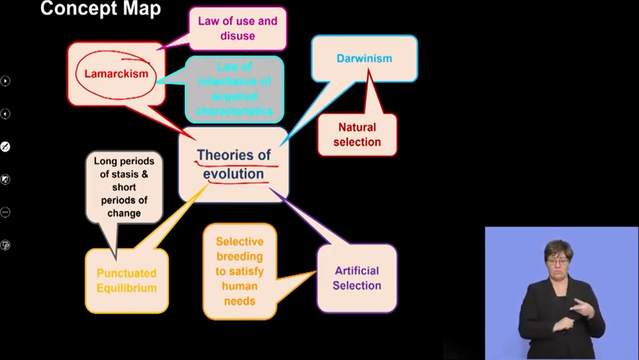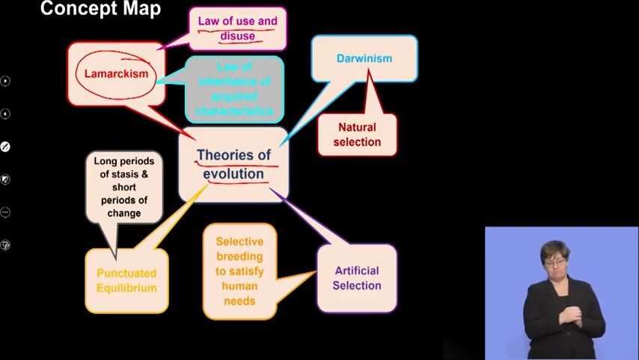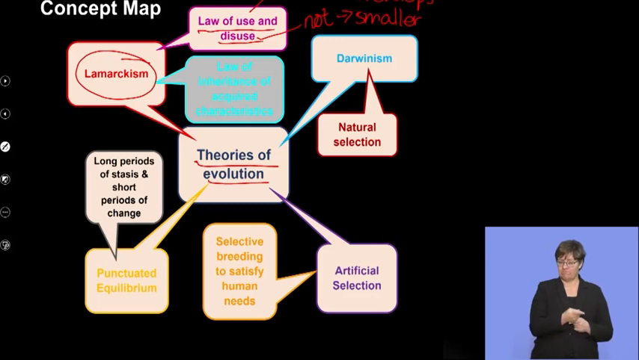Okay, so remember that there were two laws for his theory, and the first one is the law of use and disuse. That's where we learned that if an organ is used, it develops, and if it's not used, then it gets smaller, or it can even disappear. So that is his law of use and disuse.